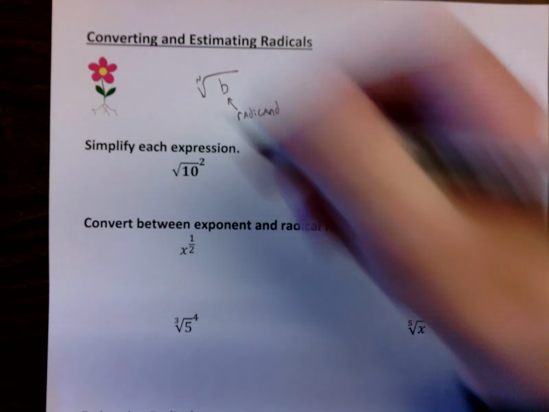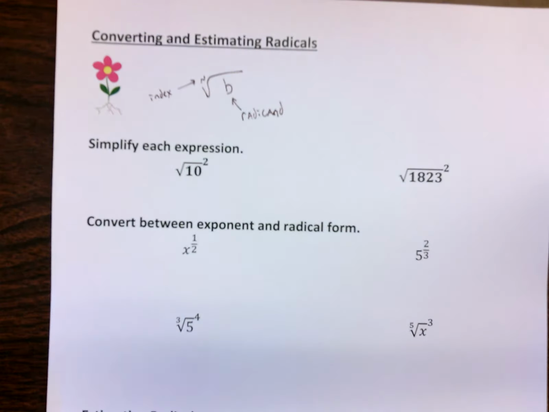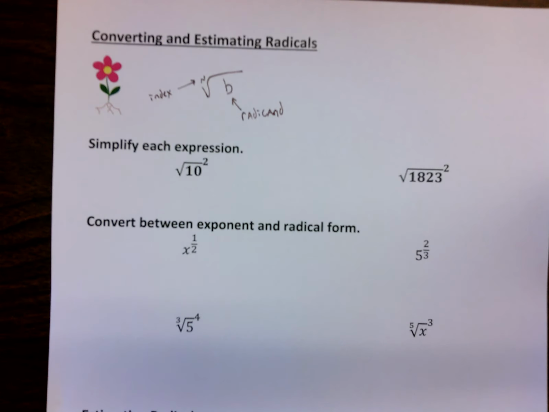Okay, so that little number up here, that's called an index. And what that tells you is like how when we looked at a square root, we said a square root asks you what times itself equals this.